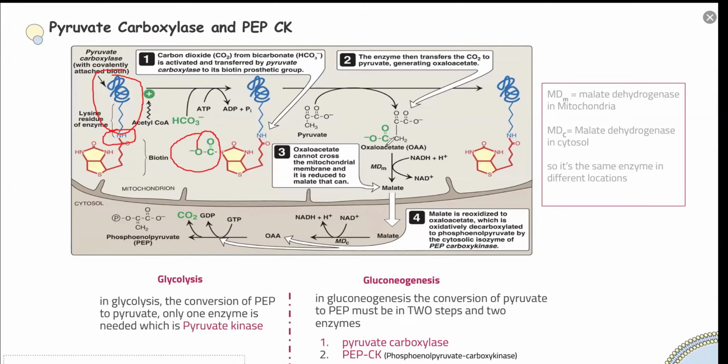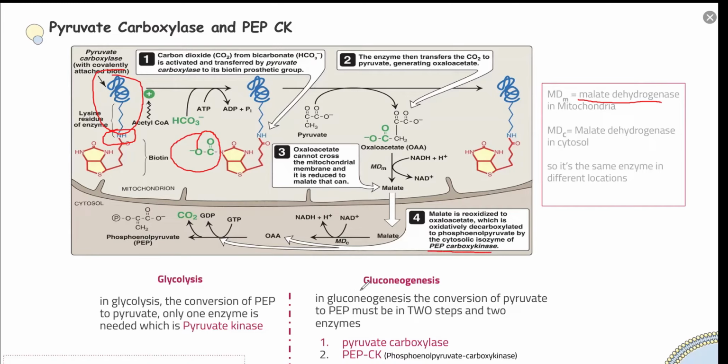So as a result of that, it must be converted to malate using mitochondrial malate dehydrogenase. And then, of course, it will now transverse and be transported to the cytosol. And then the malate will be reoxidized and oxidatively decarboxylated to phosphoenolpyruvate by the cytosolic isozymes of phosphoenolpyruvate carboxykinase. So the cytosolic malate dehydrogenase will convert the malate into oxaloacetate, and then the oxaloacetate will be converted into phosphoenolpyruvate using an enzyme called phosphoenolpyruvate carboxykinase.